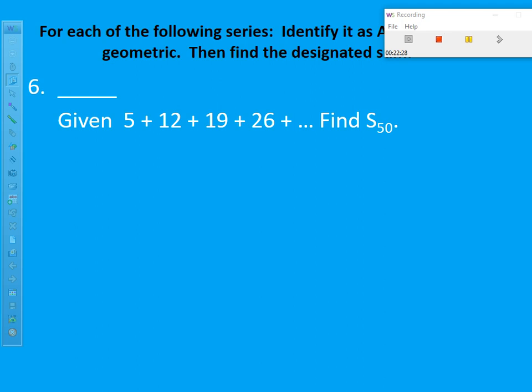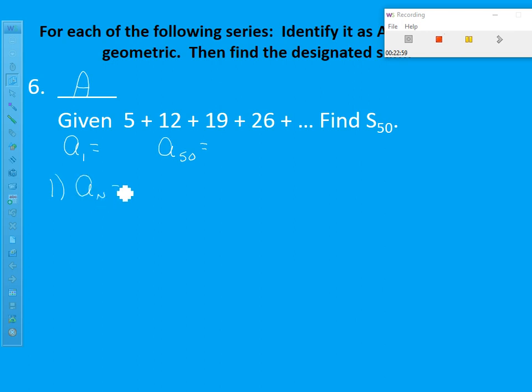Here goes our number 5. The sequence itself goes 5 plus 12 plus 19. Looking at it, it looks like it's arithmetic because I'm adding 7 every time. Along the way, guys, we need to know what a sub 1 is and what a sub 50 is. In this case, I don't know a sub 50, so we need to first get my formula.